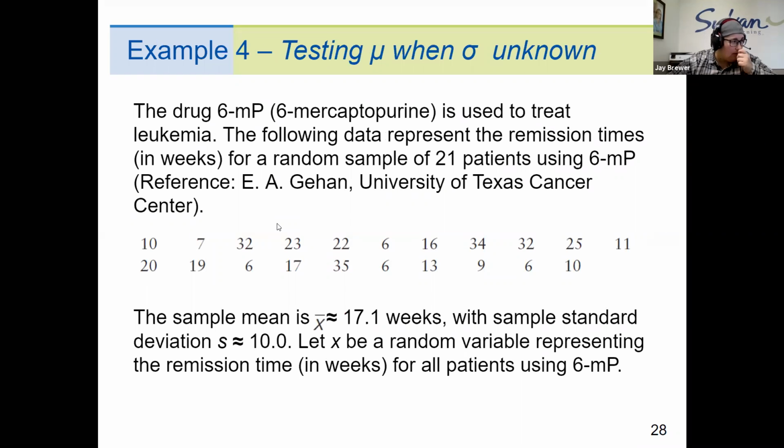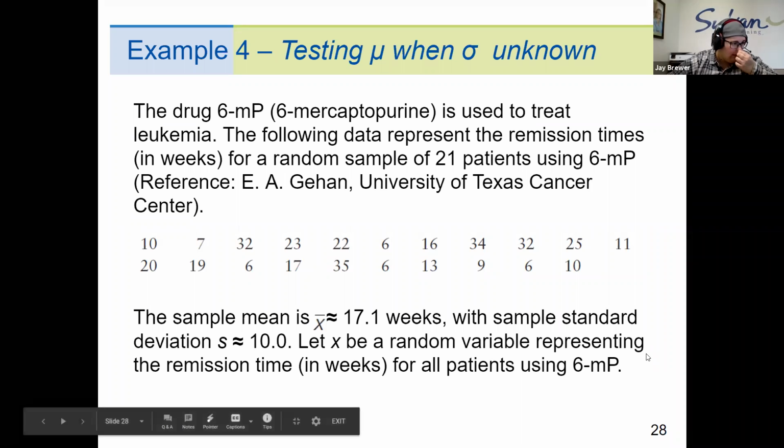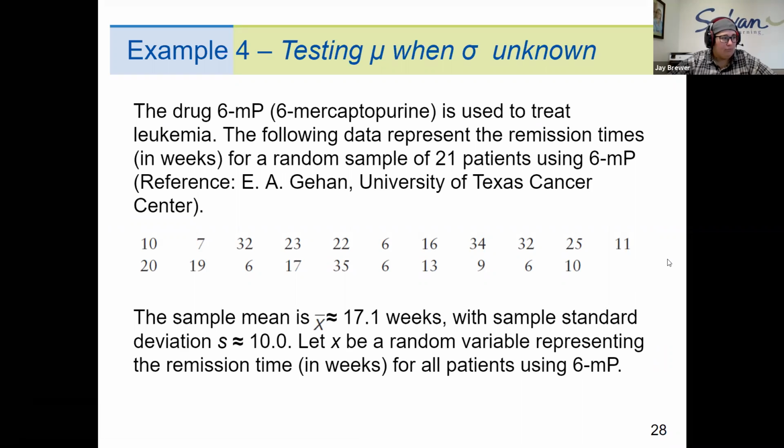Again, here we have some data that was collected from the Texas Cancer Center. You want to find your sample mean, which is x bar, 17.1 weeks, with a sample standard deviation of s equal to 10. We're going to let x be the random variable representing the remission time in weeks for all patients, and we have an n of 21.